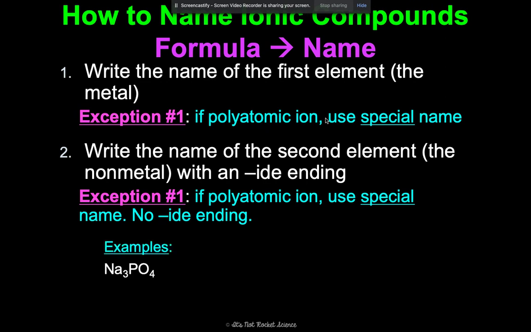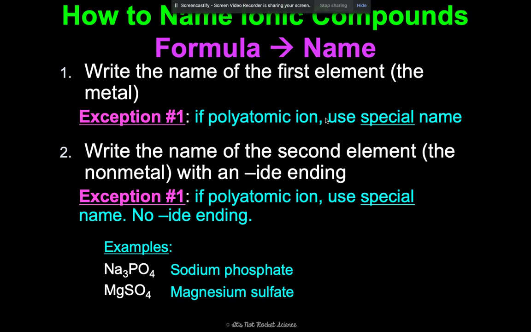So some examples. This is sodium and phosphate, so sodium phosphate. This is magnesium and sulfate, so you're going to do magnesium sulfate. And this is ammonium and chlorine, so this is ammonium chloride. Okay, so you have examples here where the polyatomic ions are the second nonmetal, and then you also have it where they're considered the metal, so you keep the special name.